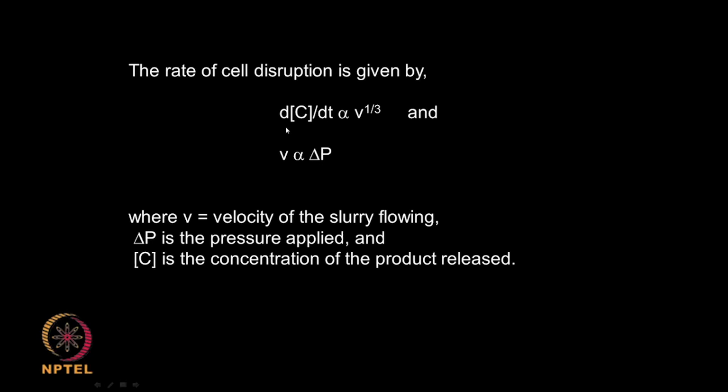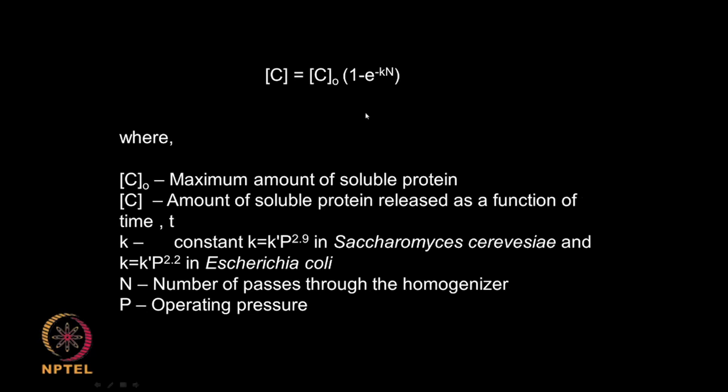And the concentration of the product released is again considered as proportional to velocity raised to the power 1 by 3, and the velocity or the throughput is proportional to the pressure actually. And again the concentration released is assumed to be a first order process. C is equal to C naught 1 minus e power minus k n, n is the number of passes.